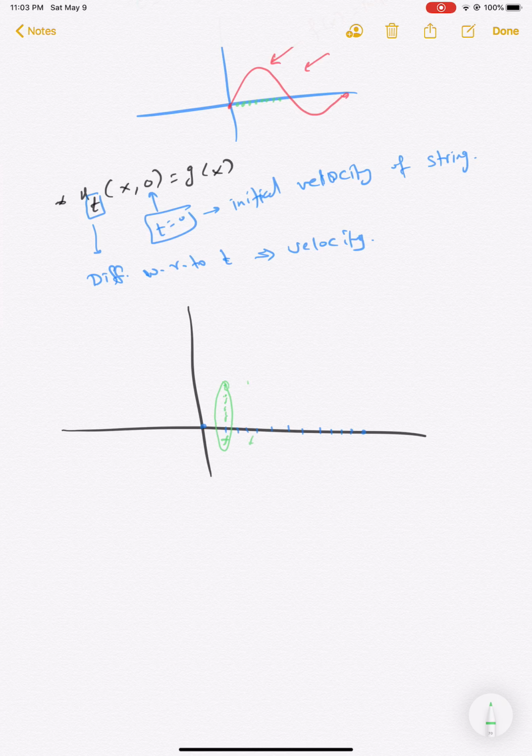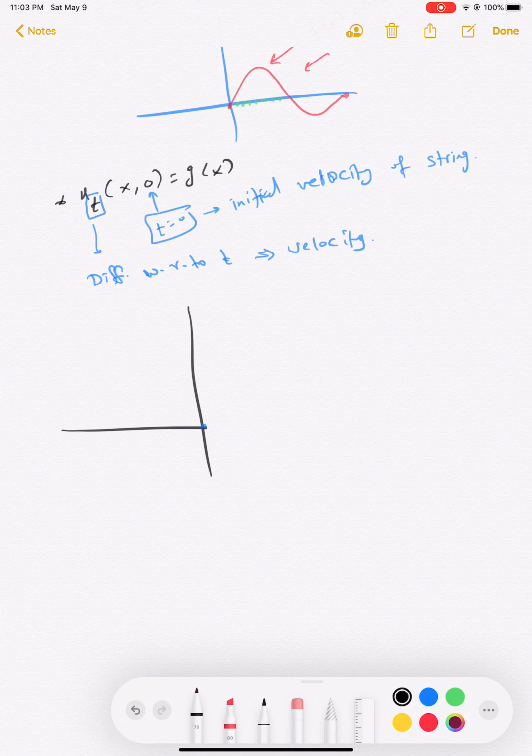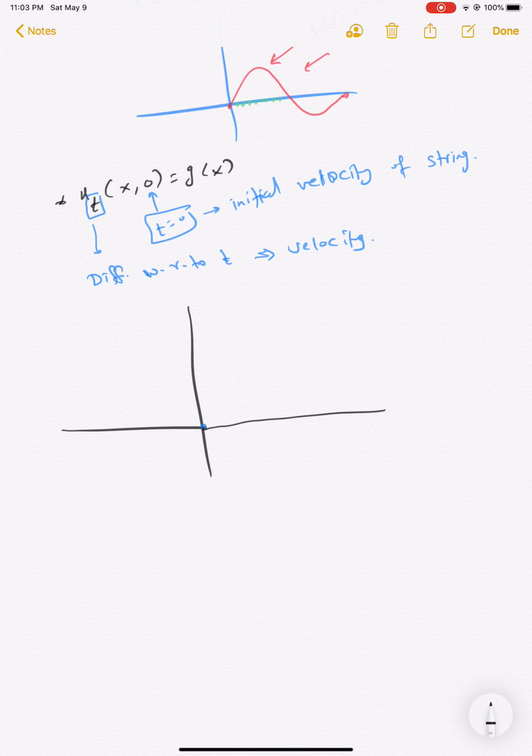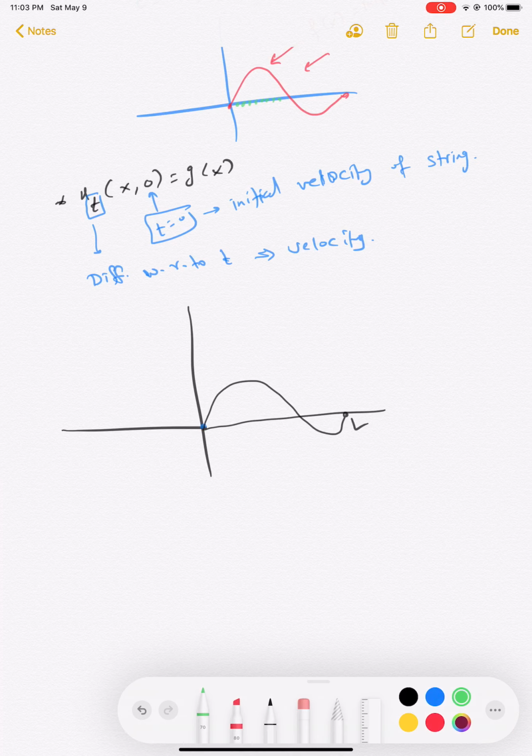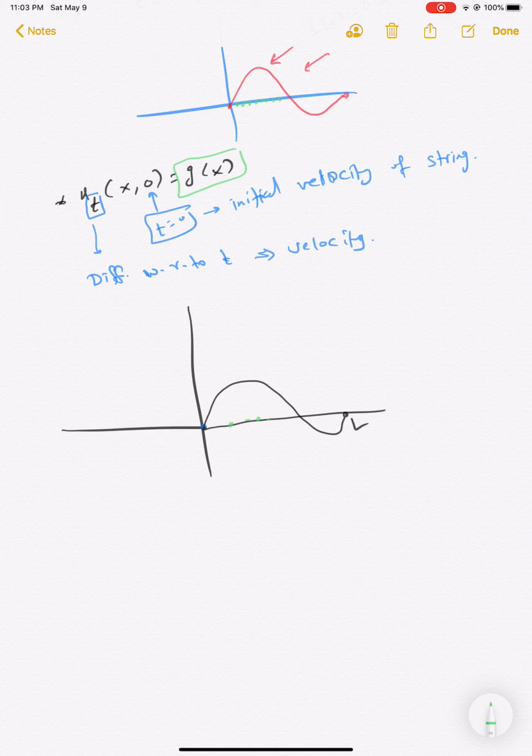Then you have this x, and the string is vibrating. So the initial velocity at that x has a certain value. The initial velocity at this x has a certain value. So imagine you have an initial velocity at each single x on the string. So after all, if you look at the string, let's say this is the string, okay? At each x, there is a velocity. Now, this velocity is given by g(x), okay? So the velocity at time equals 0 is given by g(x). This is the meaning of g(x).